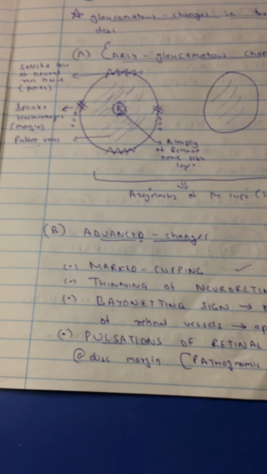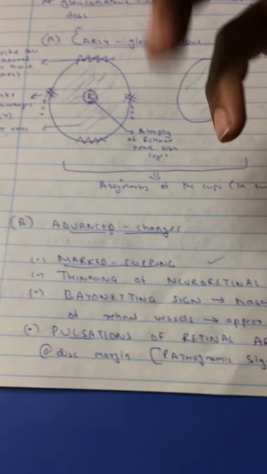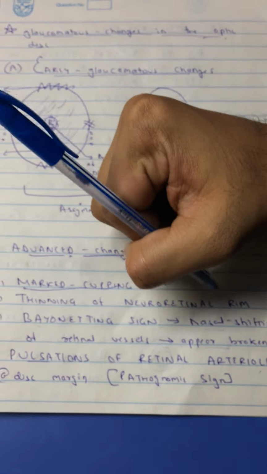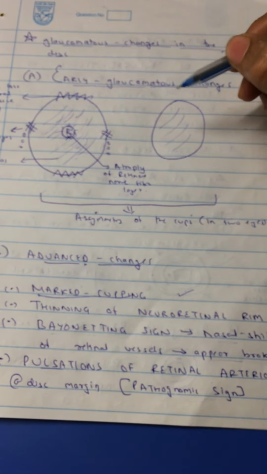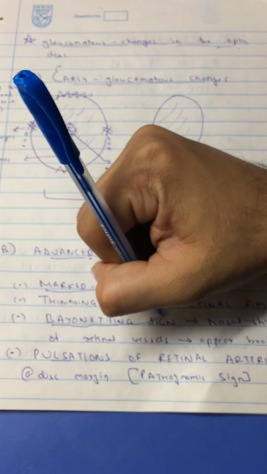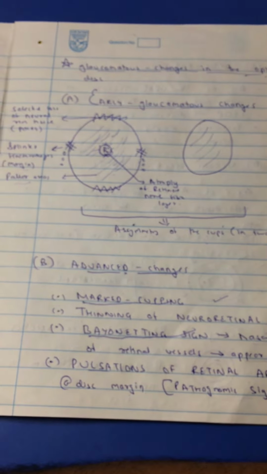Here, first of all, there's a marked cupping of the optic disc. Then there's a thinning of the neuroretinal rim. There's a neuroretinal rim which gets thin. And then there's the bayoneting sign. I'll show you what the bayoneting sign is. It's very important and very characteristic for glaucoma.